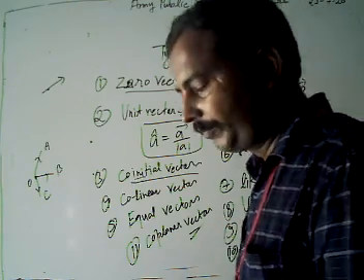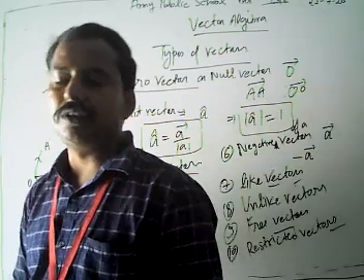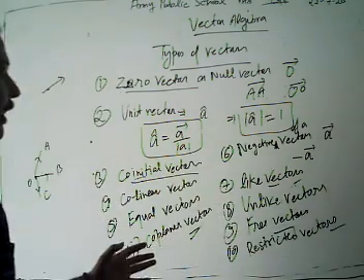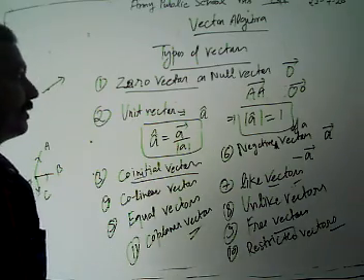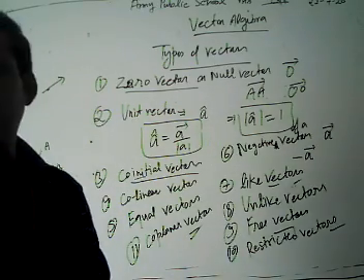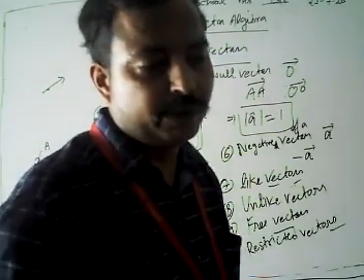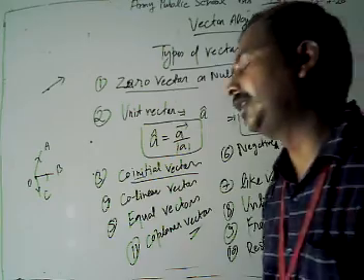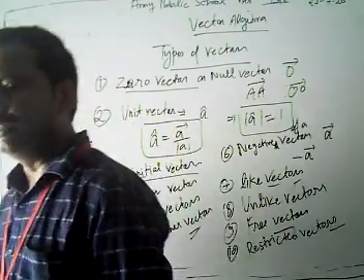In today's class we have discussed some basic terms related to vector quantity. Till now we have discussed the types of vectors, and this is enough for today's class. We are going to explain the next concept, which is addition of vectors.